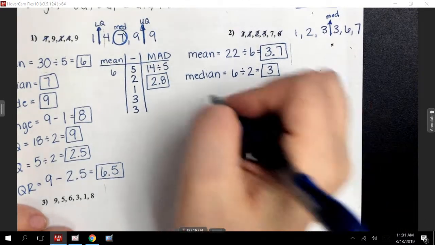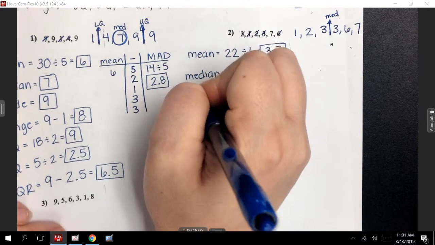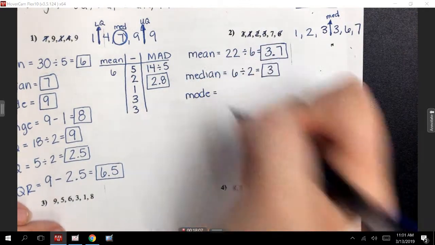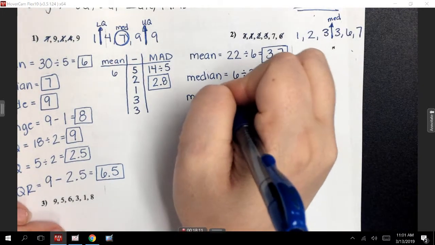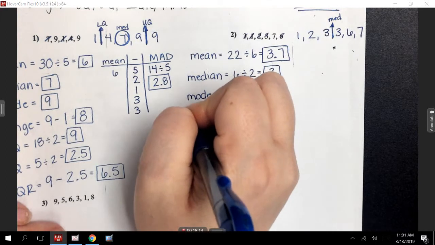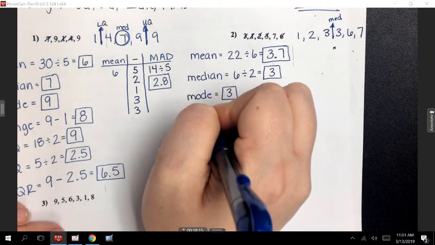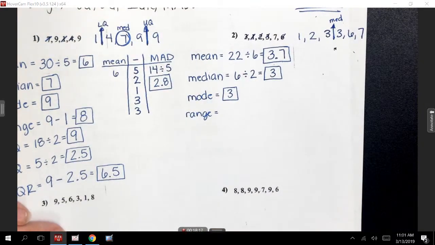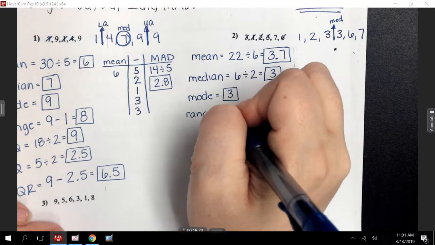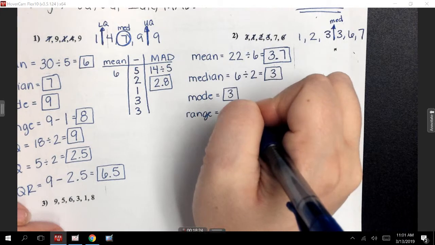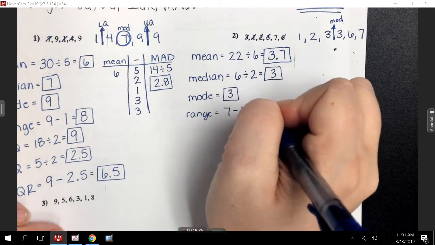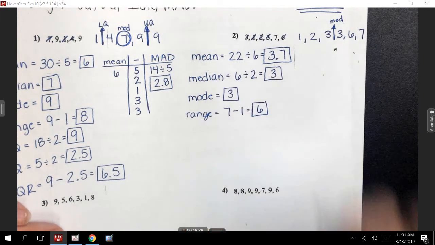Okay, so after the median is the mode. What is my mode going to be for number 2? Alana? 3. After the mode is the range. What is my range? How am I going to find my range? Kelsey? Largest number, which is 7, minus the smallest number, 1, and that gives me 6. So there's my range.